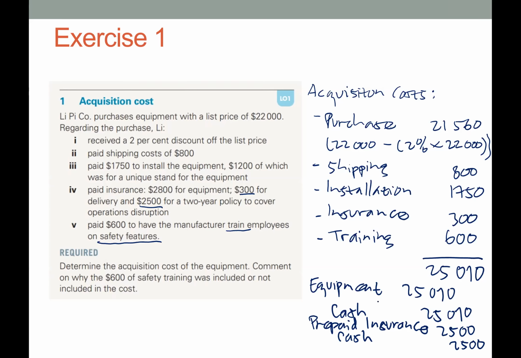Yes, can I ask? Like why do we exclude the 1,200 for the unique stamps? Oh, no. This amount is within this total cost. So inside of the 1,750, there's 1,200, which is for a unique stand for the equipment. So we already included it. All right, I got it.